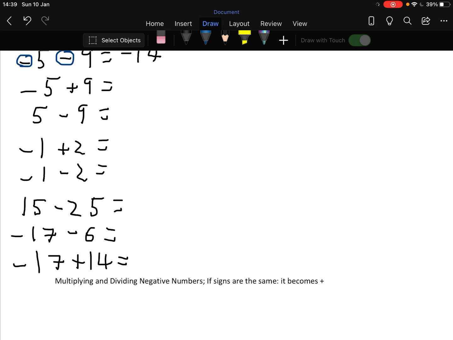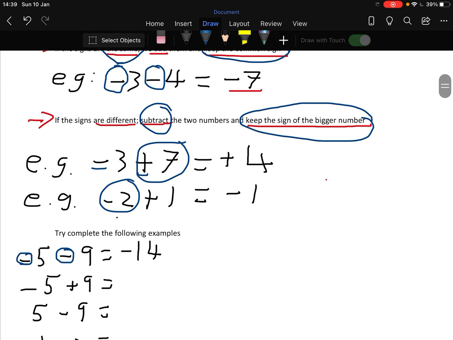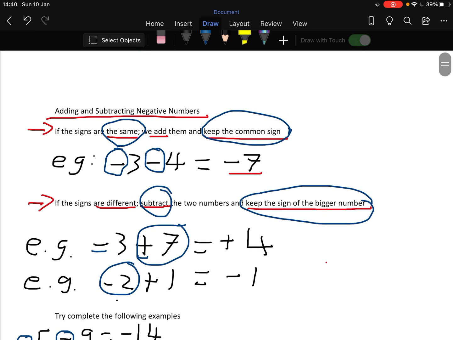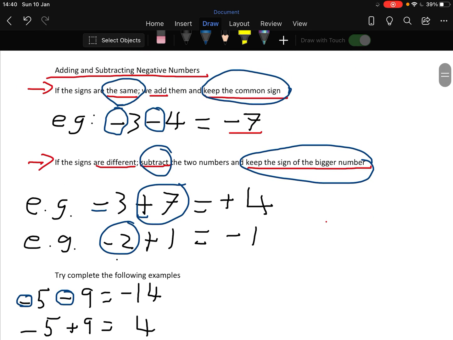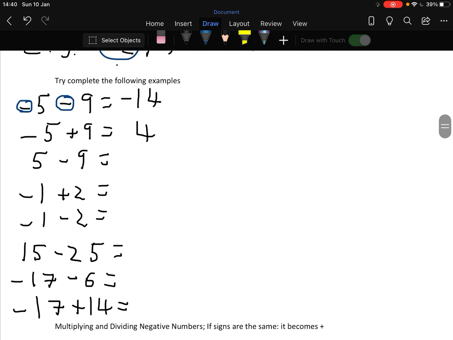Number 2, minus 5 plus 9. Are the signs different? They are. So we subtract. 9 minus 5 will give us 4. You see? They're different, we subtract. And then again, keep the sign of the bigger number. So which one of these is the bigger number, 5 or 9? 9. So plus 4.